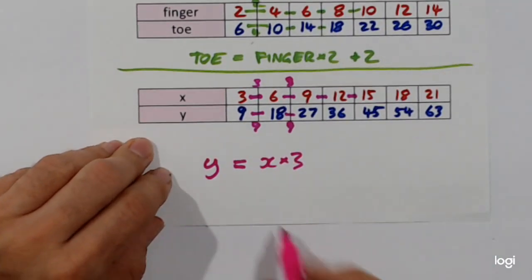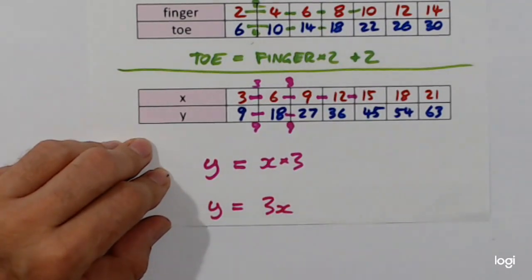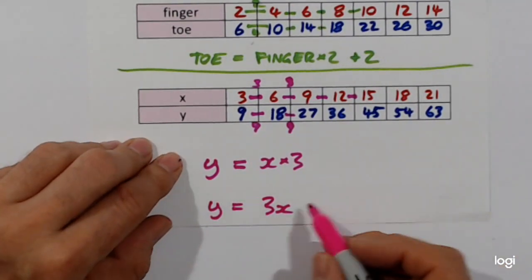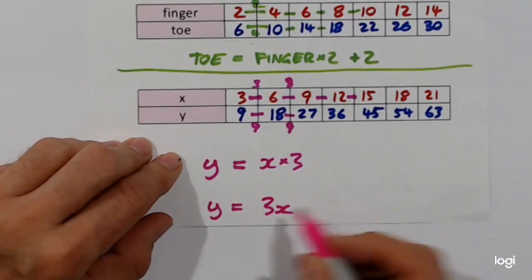So you can write X times 3, or, as you saw before, you could just write 3X. You're allowed to do that. In fact, it's preferred. Well, this is fine for now, but that's preferred. You're going to see that a lot.